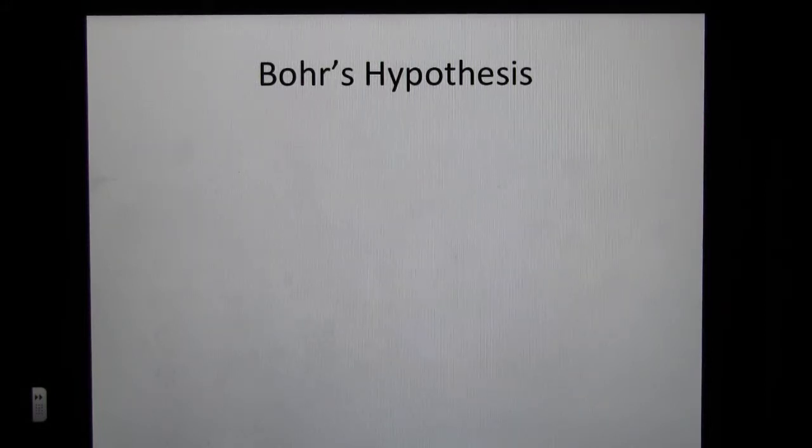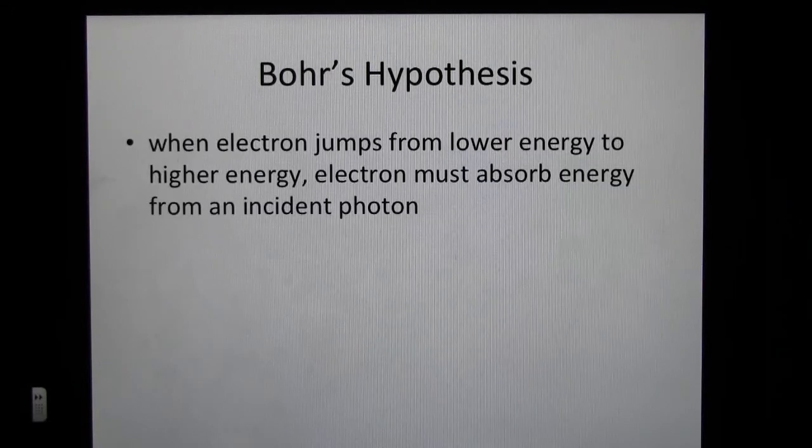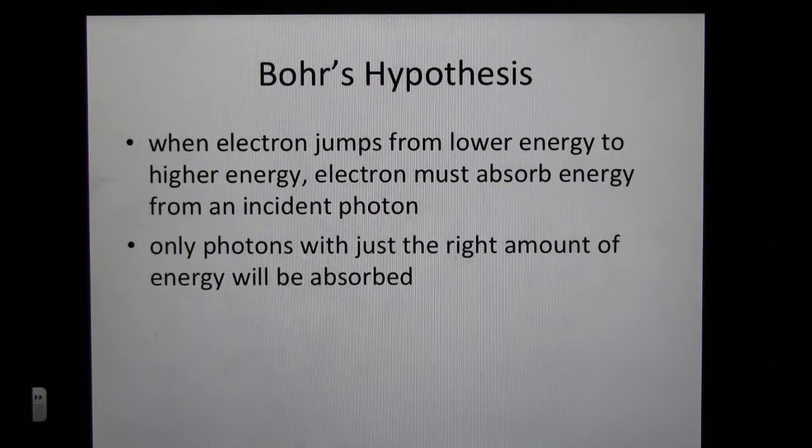It can also be shown that the opposite is true for an electron that jumps from a lower energy level up to a higher energy level. The electron must be absorbing energy from an incident photon, but only those photons with just the right amount of energy will be absorbed. The energy of the photon must be exactly equal to the difference in energy between two energy levels in order to excite an electron. This is what produces the absorption spectrum.